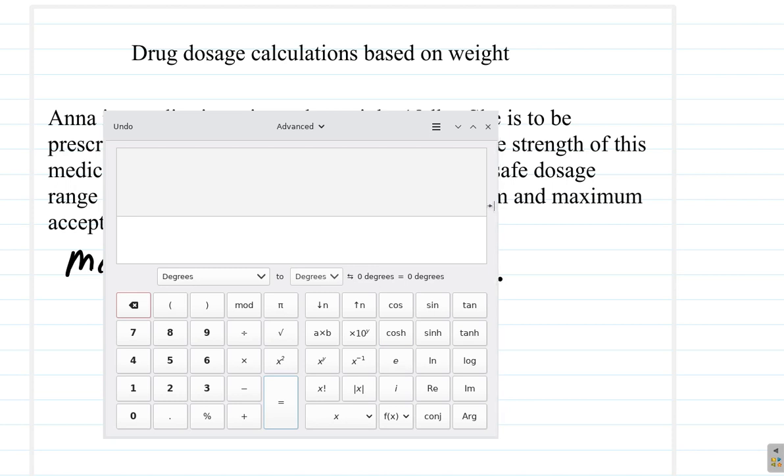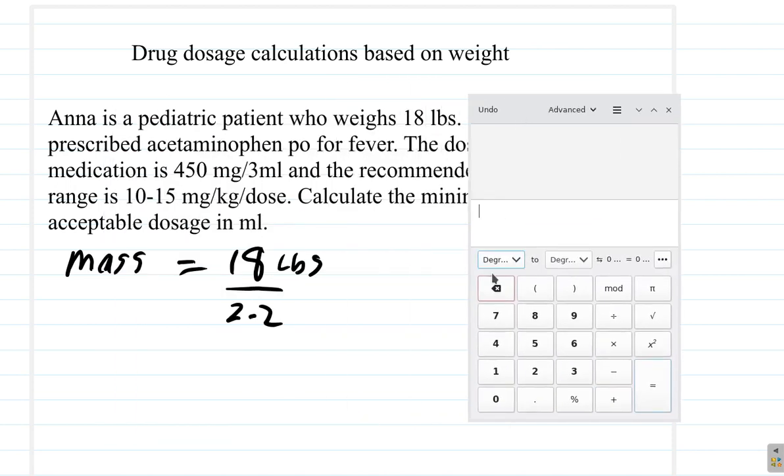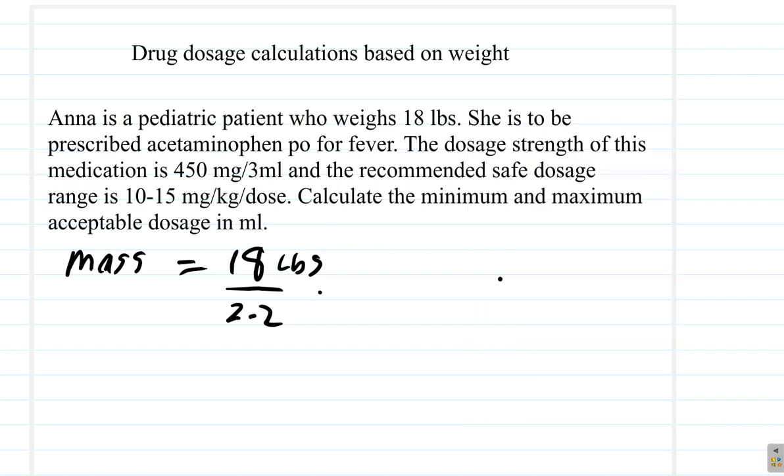Nice. Now I have my calculator. 18 divided by 2.2 is equal to, so her mass is 8.18 kilograms.